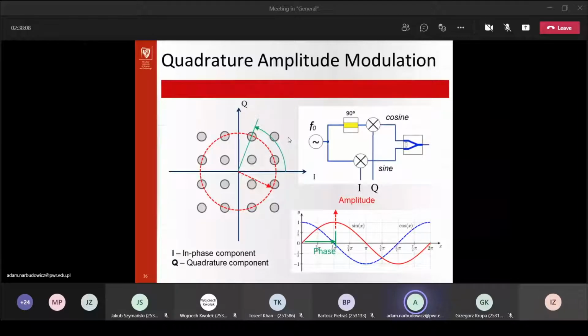What would you expect to see here, or how would the points be organized or arranged? Maybe on a circle? Yes, exactly. They will form a circle because, again, you're not changing your amplitude. So your amplitude is constant, and the only way you make your discrimination is by different phase, right?